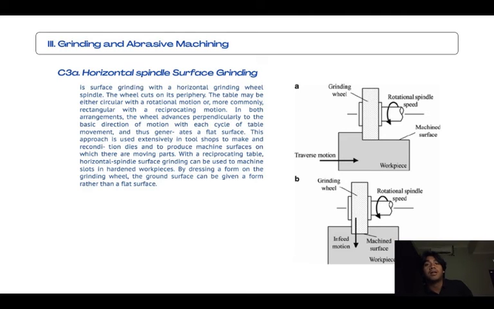And as the head reciprocates vertically to high levels of cylindricity, the machine is used for finish grinding of hardened dies, molds, jigs, and fixtures.